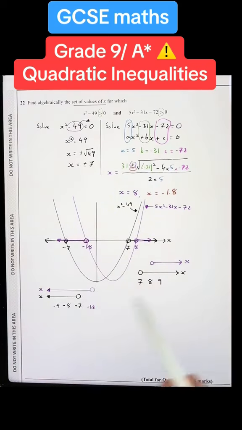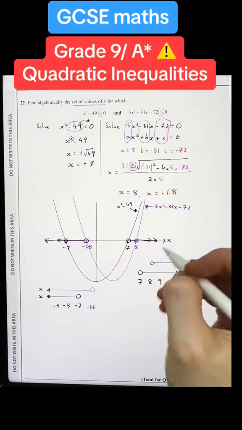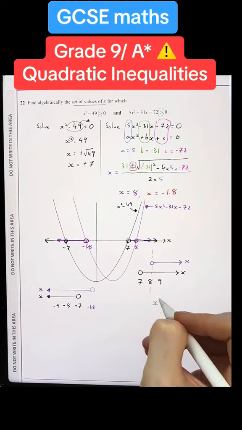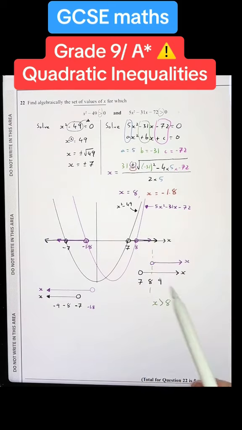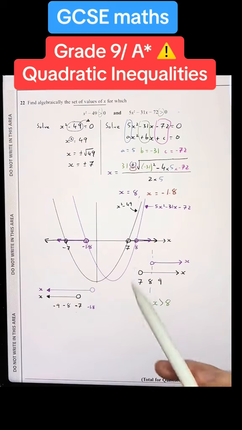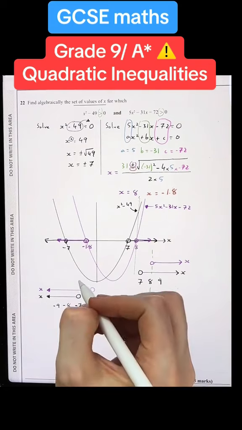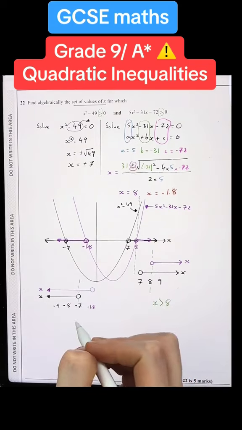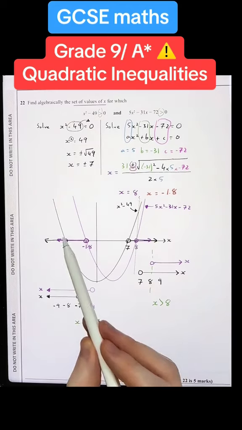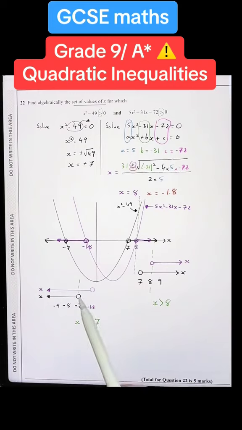As I want to find the set of values that satisfy both quadratic inequalities, look at my 2 inequalities here on the right. To satisfy both in one go, I can see here that x would have to be greater than 8, as both quadratic graphs are above ground for values of x greater than 8. And to satisfy both of these, I can see the value of x would have to be less than negative 7, as both quadratic graphs are above ground for values of x less than negative 7.